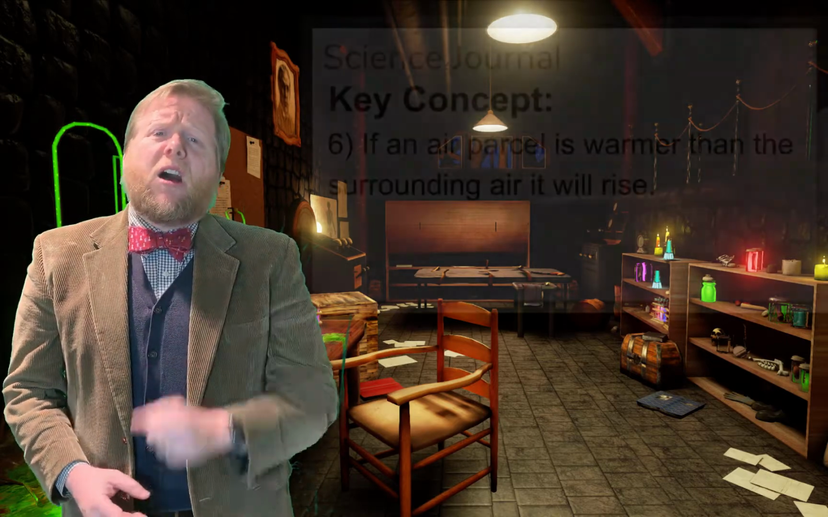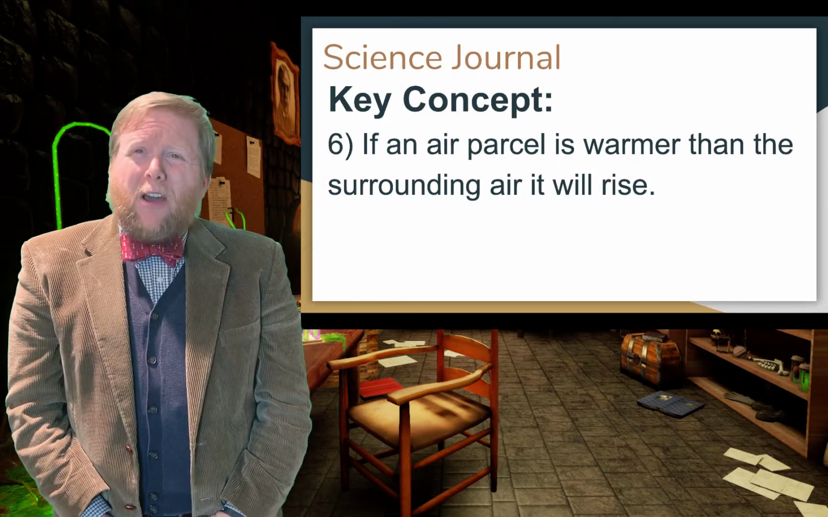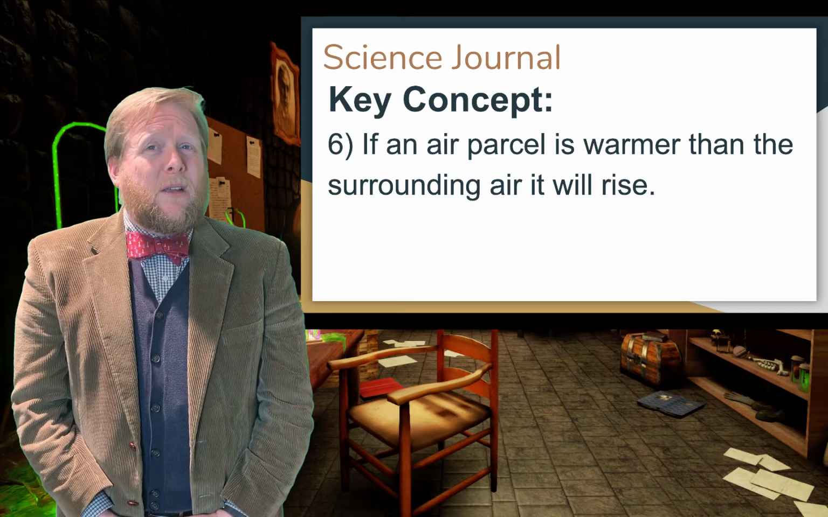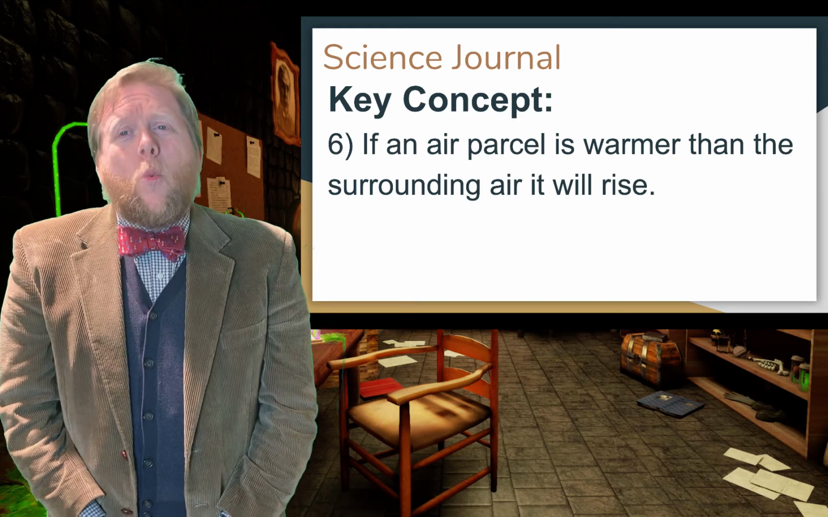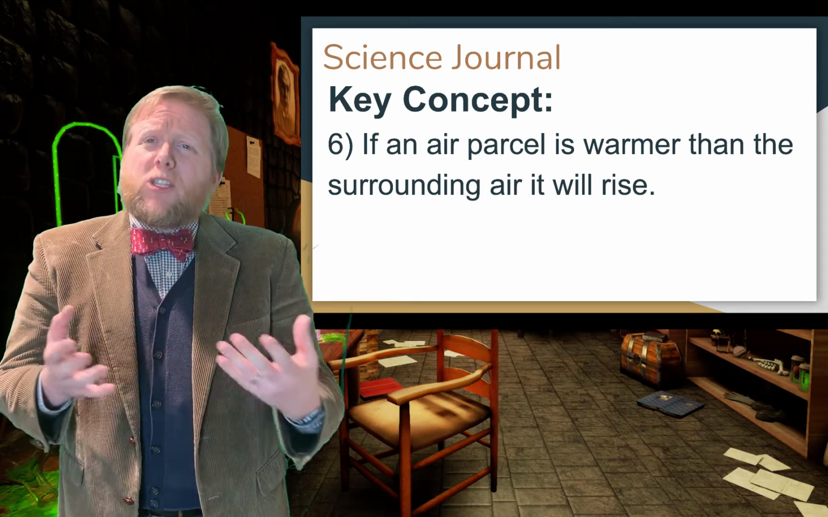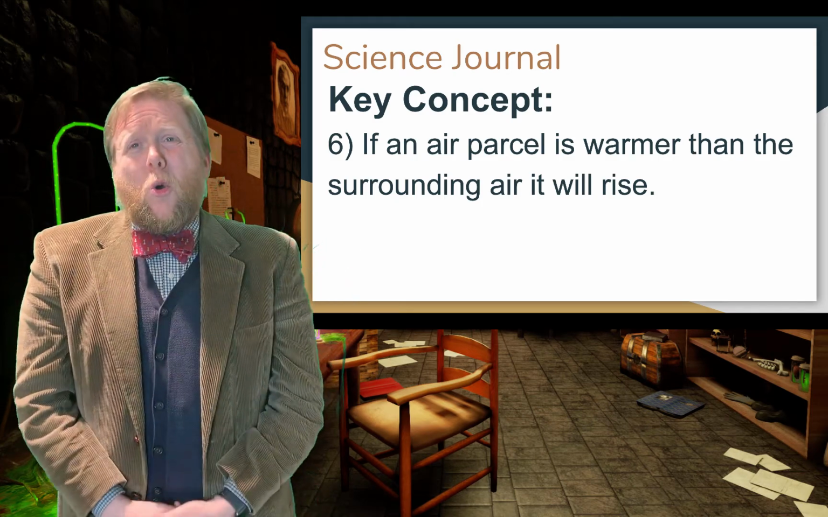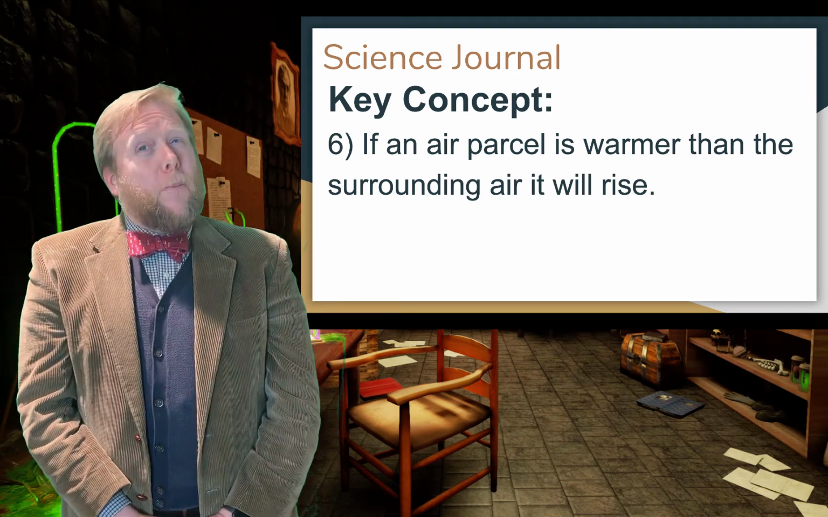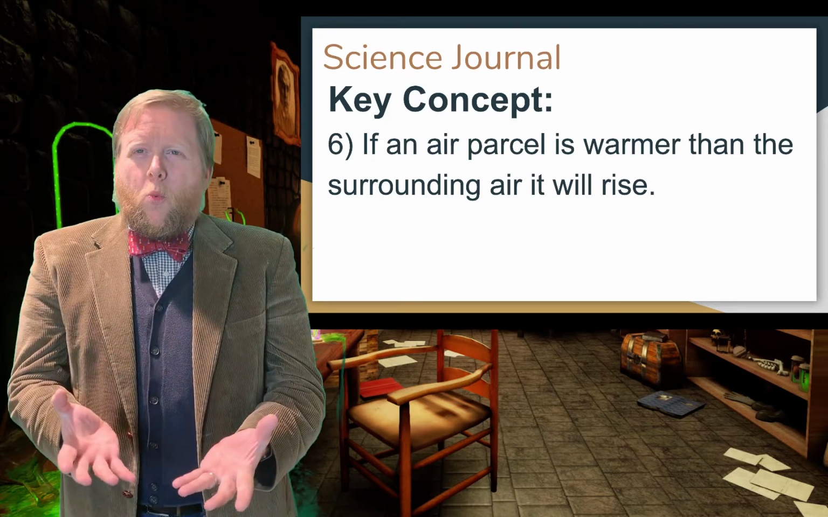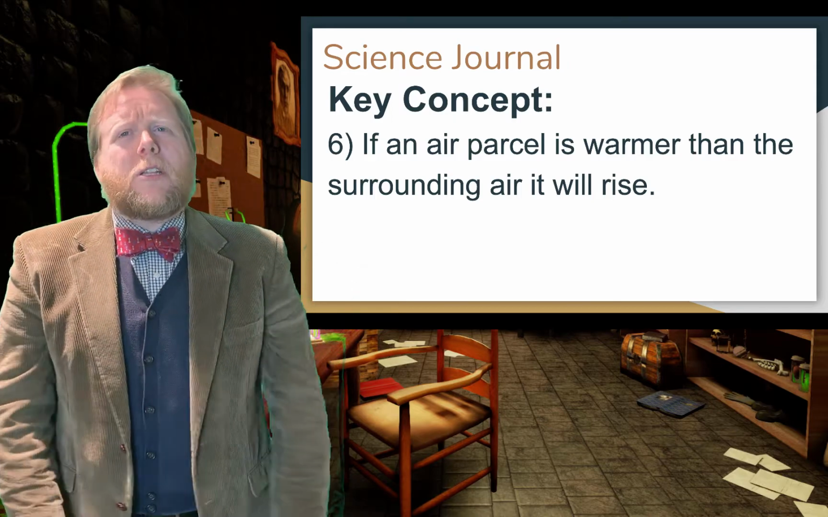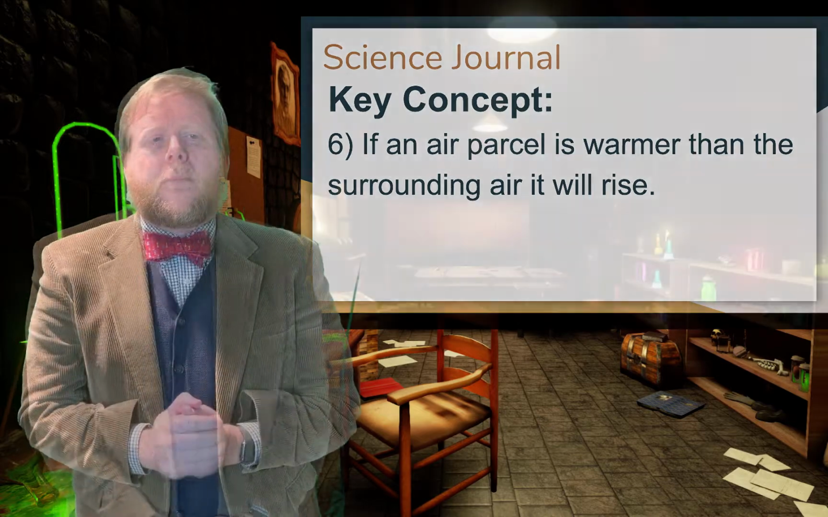That leads us to key concept number 6. If an air parcel is warmer than the surrounding air, it will rise. Now you might have heard warm air rises. Well, yeah, actually warm air is less dense than the surrounding air, and so it actually floats up. So, key concept 6. If an air parcel is warmer than the surrounding air, it rises. Warm air is going to rise up. So let's make sure we put key concept 6 into your science journal.